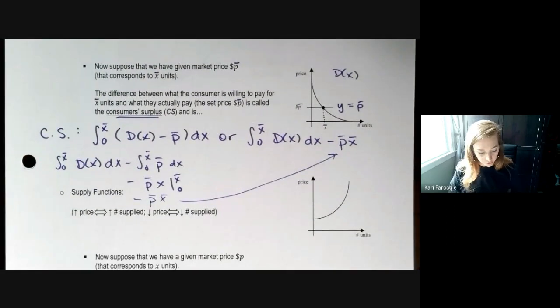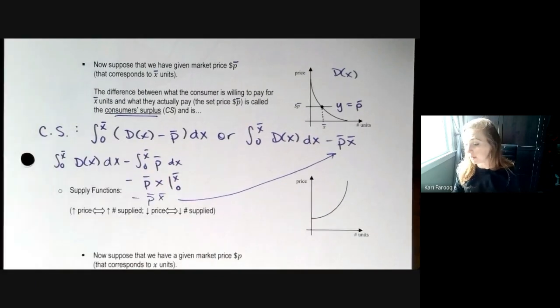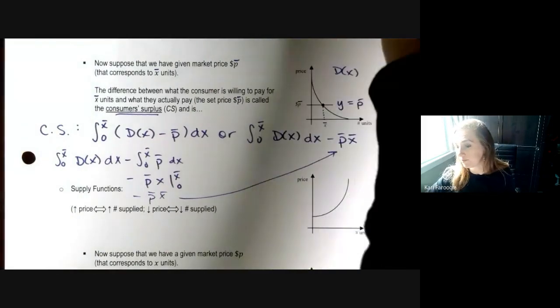All right, so that's what you're going to be using for the consumer surplus function. You're going to be asked questions about a consumer surplus when given a value for P bar and a number of units that correspond to that. So if you're asked for consumer surplus, we're going to be using this formula and integrating over this quantity.